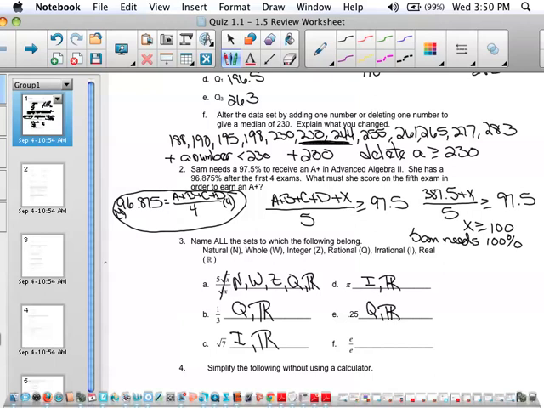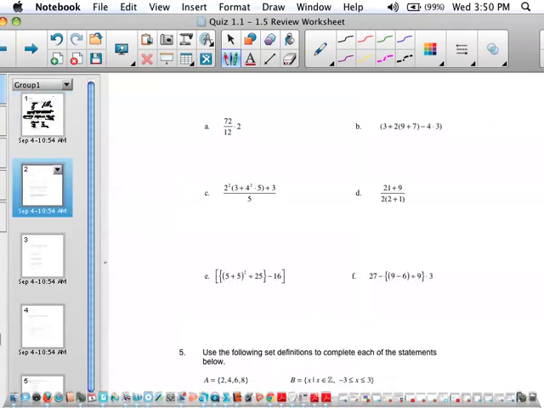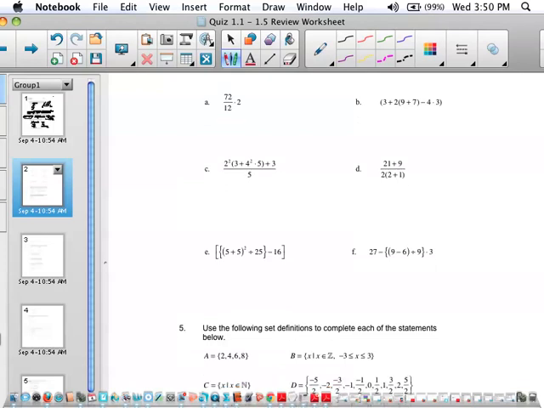E over E, again, that becomes 1, which is a natural number, a whole number. An integer can be written as a rational, sorry, that's a Q, can be written as a rational and a real. Okay, the next one, sorry, this goes to page 2. You have to simplify the following without a calculator, and there will be a no calculator section tomorrow on the quiz. It won't be too hard, just remember your order of operations.